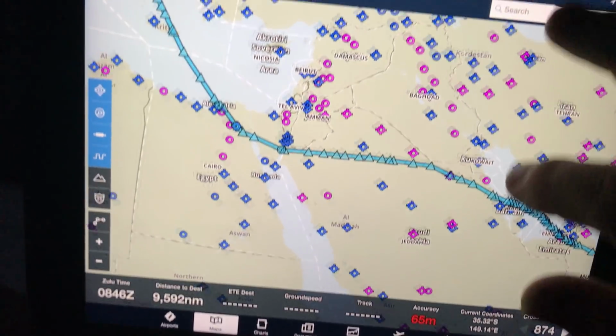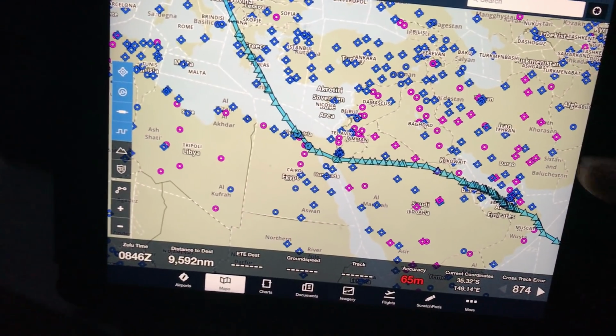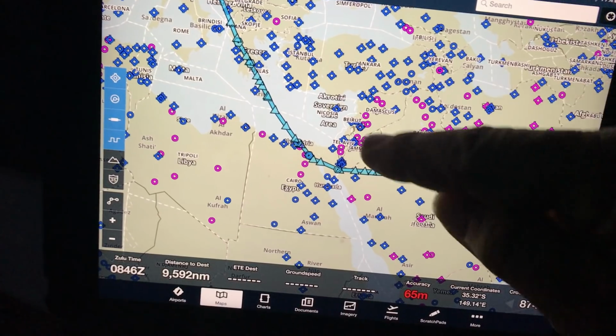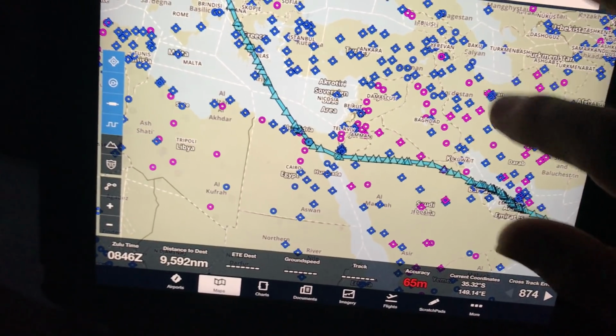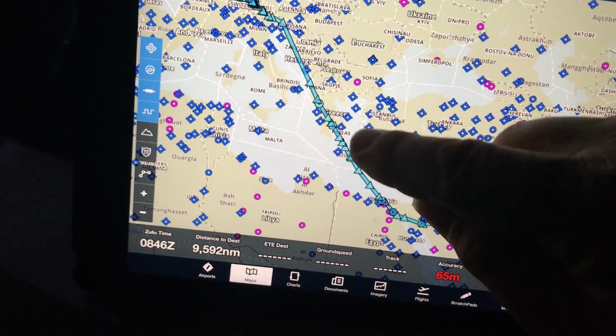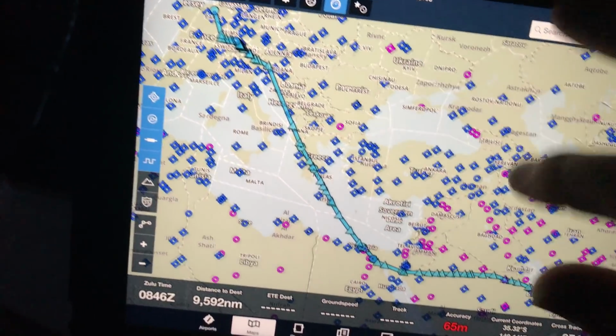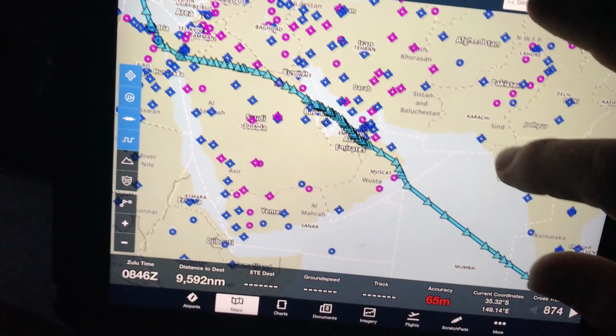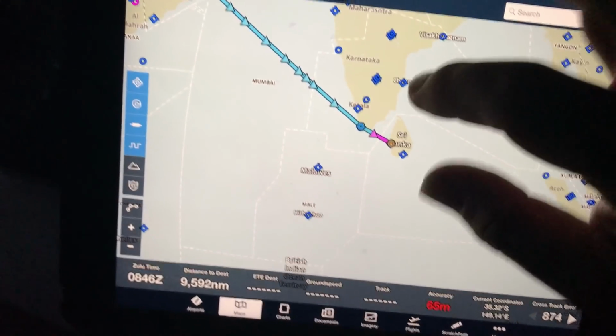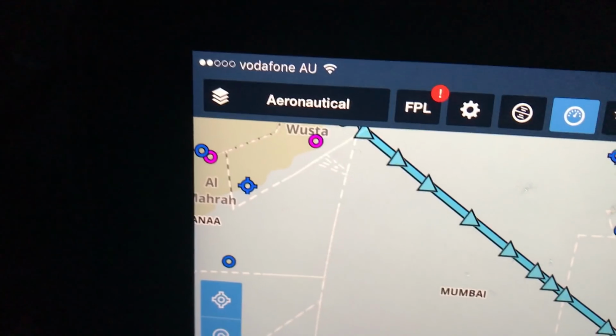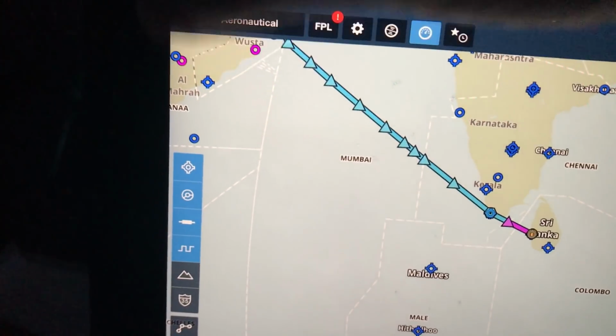Then we duck across. You can see there's a bit of a dog leg there as they hold us south to stay away from Syria and Turkey. And then we duck up across the Mediterranean through the top of Italy and into France. So this is absolutely used for navigation by pilots. You can see in the top left hand corner, it is the Aeronautical Chart.